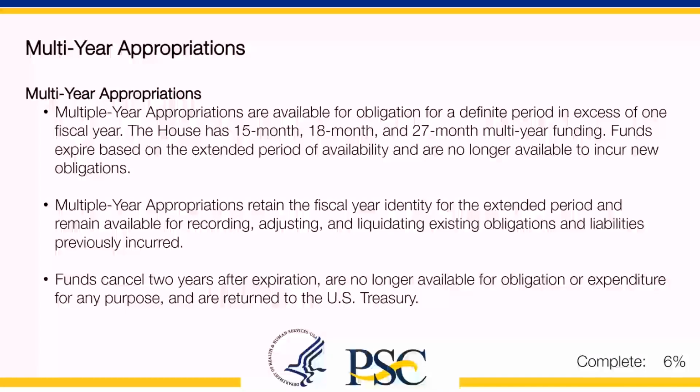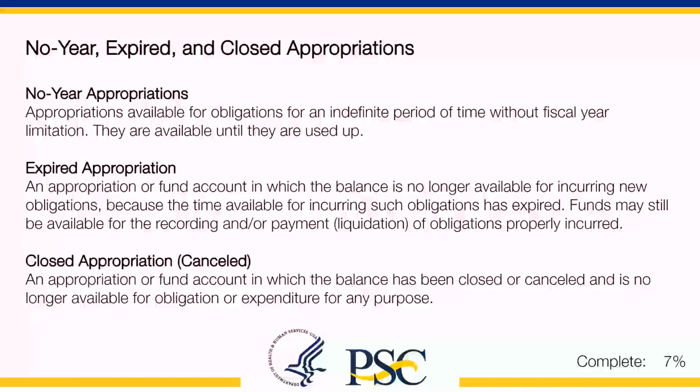Multiple-year appropriations are available for obligation for a definite period in excess of 1 fiscal year. The House has 15-month, 18-month, and 27-month multi-year funding. Funds expire based on the extended period of availability, and are no longer available to incur new obligations. Multiple-year appropriations retain the fiscal year identity for the extended period, and remain available for recording, adjusting, and liquidating existing obligations and liabilities previously incurred. Funds canceled 2 years after expiration are no longer available for obligation or expenditure for any purpose, and are returned to the U.S. Treasury. No-year appropriations.